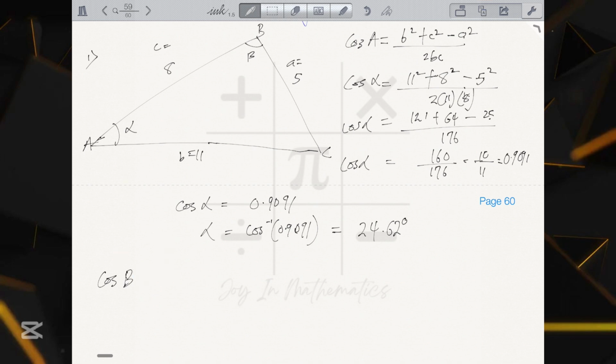So this is the first question. Second question. So we have cos B equal to A squared plus C squared minus B squared divided by 2AC.